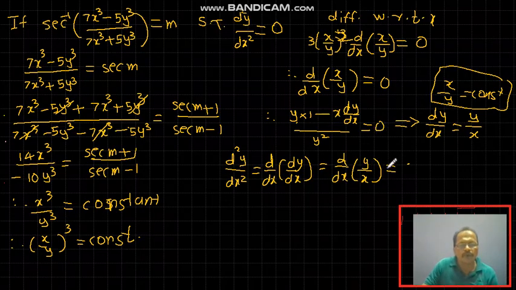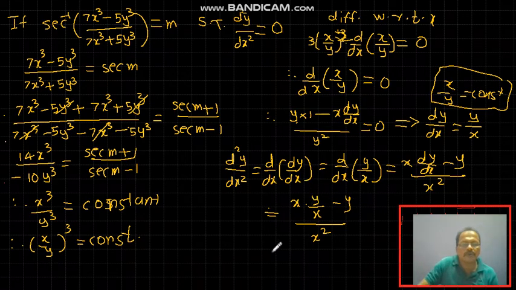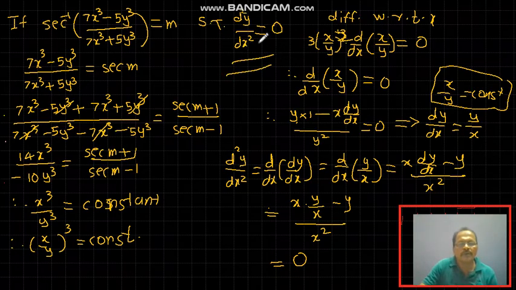But if you don't want that, go by procedure: x dy by dx minus y upon x square, it is equal to x into, now dy by dx is y by x, minus y upon x square. X cancels out, then y minus y is 0, it is equal to 0. And therefore we have proved d2y by dx square is equal to 0.